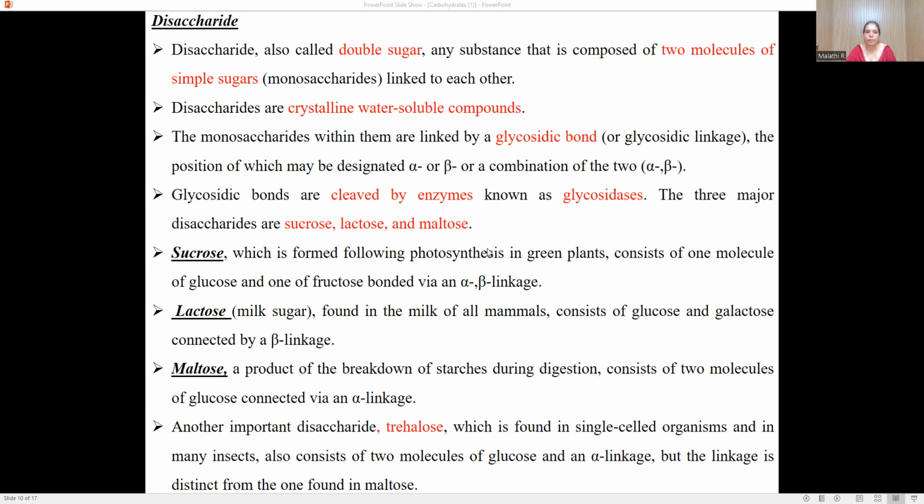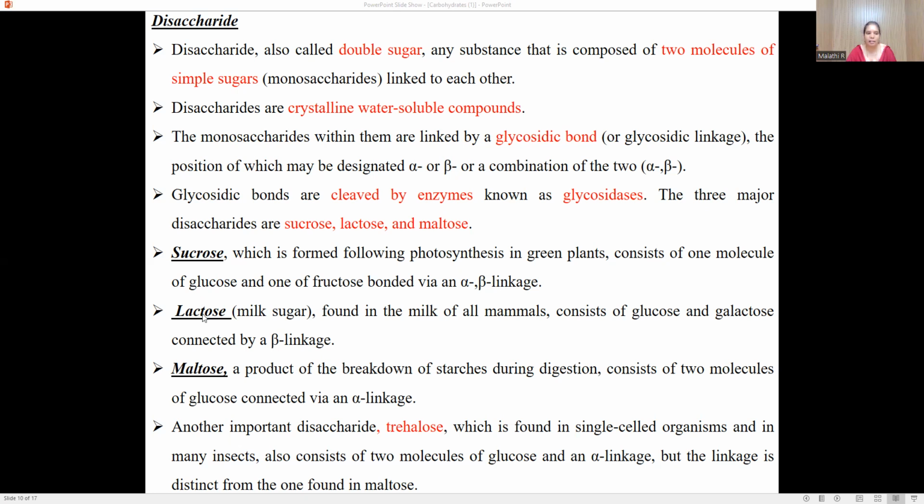Sucrose, of course, we all know, is synthesized by green plants using photosynthesis, and consists of a molecule of glucose as well as fructose. Two monosaccharides should be there in the case of disaccharides. One is glucose, the other one is fructose. This is linked with alpha 1,4 linkage, with beta linkage also. So you have to remember: sucrose is composed of glucose and fructose.